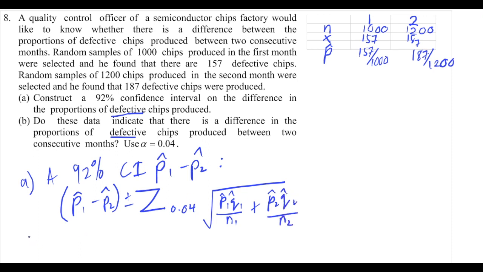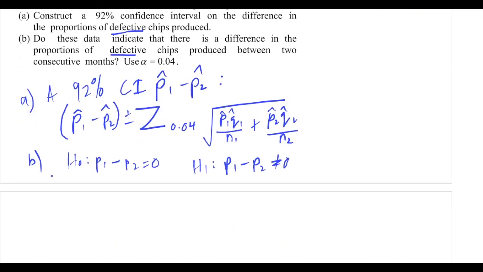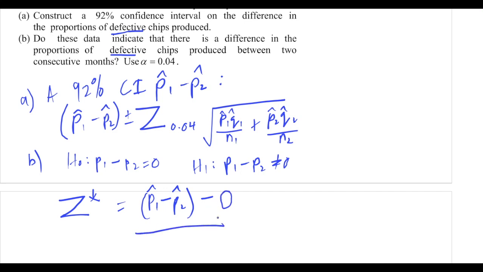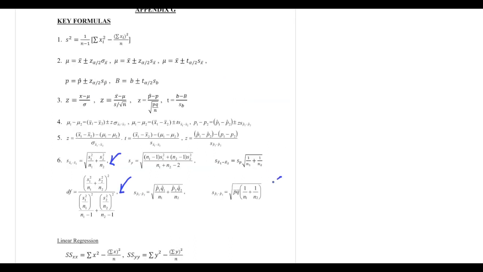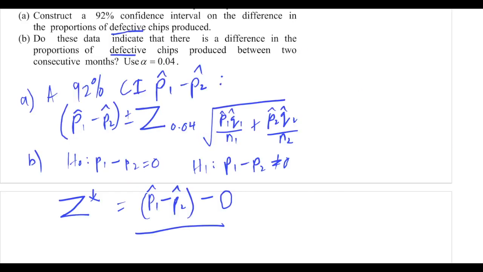So question B. Do this data indicate that there is a difference in the proportions? Okay. So now would be there's no difference. And the alternative would be there is a difference. We'll be using the Z distribution as a test statistics, but the formula is a bit different. P1 hat minus P2 hat minus 0 over the sample standard deviation of P1 hat minus P2 hat here. So you'll be using the pooled P and Q.